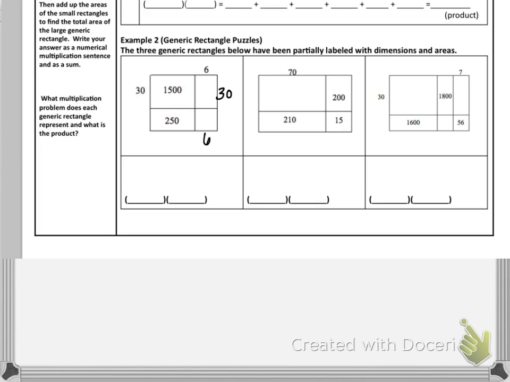I'm going to grab 4 colors. My first color, I'm going to stripe right here. My second color, through my 6s. My third color, through my 30s. And my fourth color, bottom row.